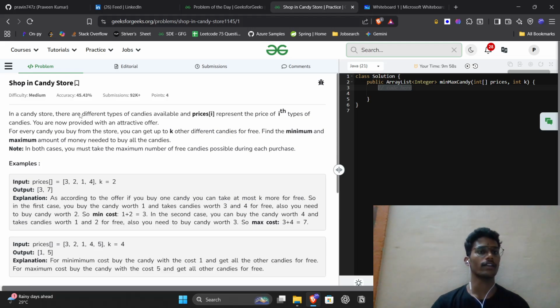In a candy store, there are different types of candies available, and prices of i represents the price of the ith type of candy. You are now provided with an attractive offer. For every candy you buy from the store, you can get up to K other different candies for free. Find the minimum and the maximum amount of money needed to buy all these candies.